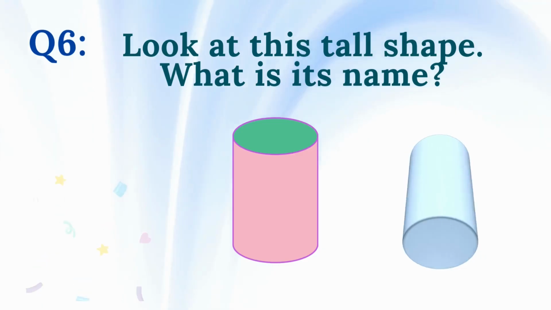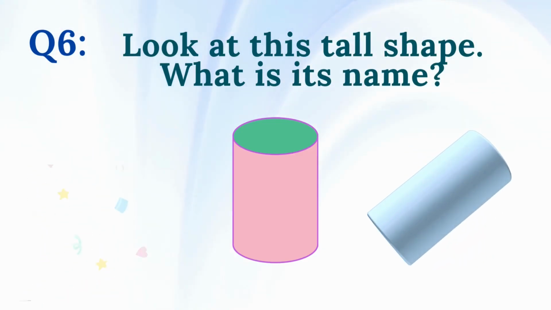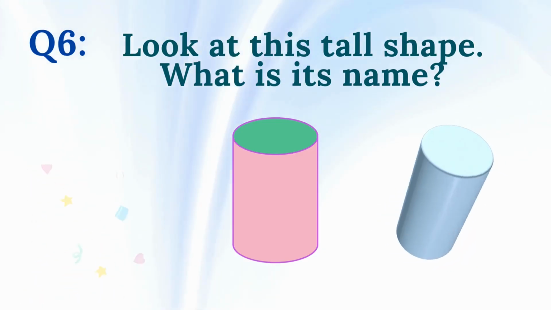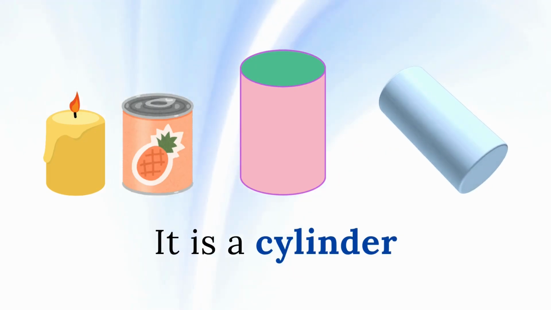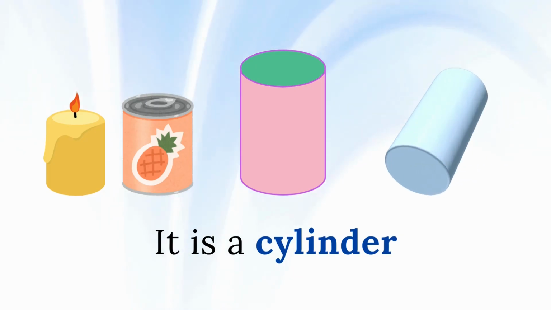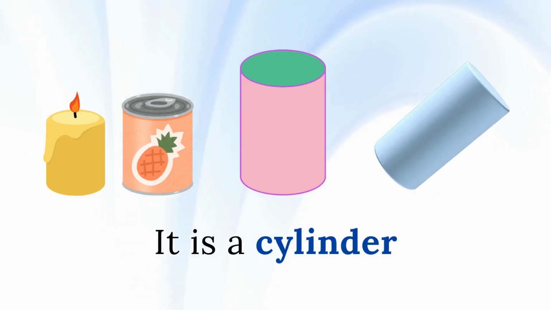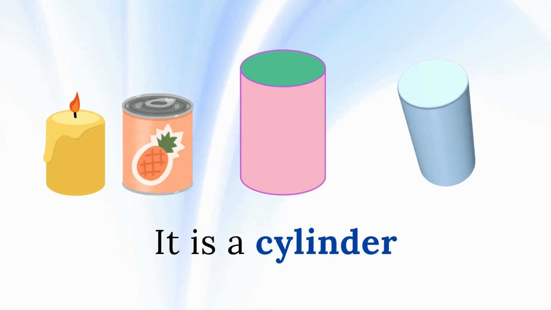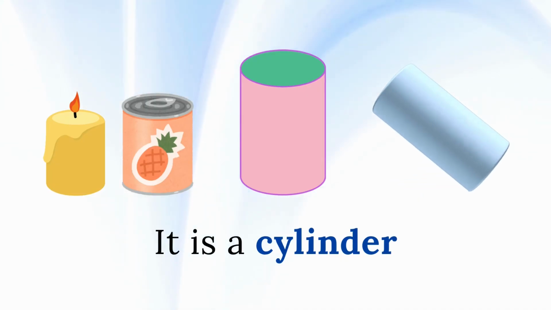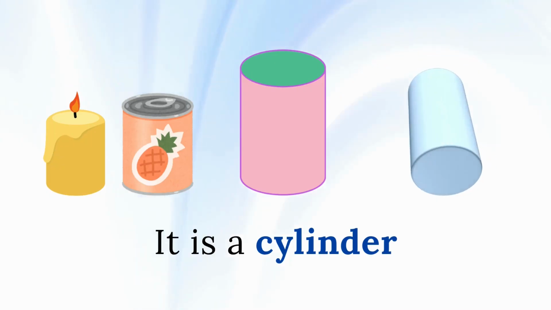Look at this tall shape. What is its name? It is a cylinder. Excellent. A cylinder has 2 circular faces and 1 curved surface, like a can or a tube.